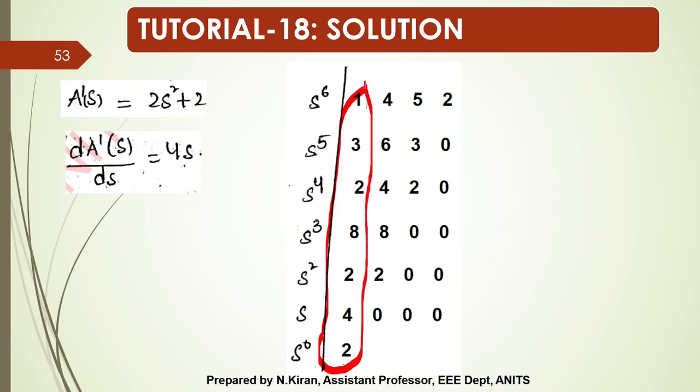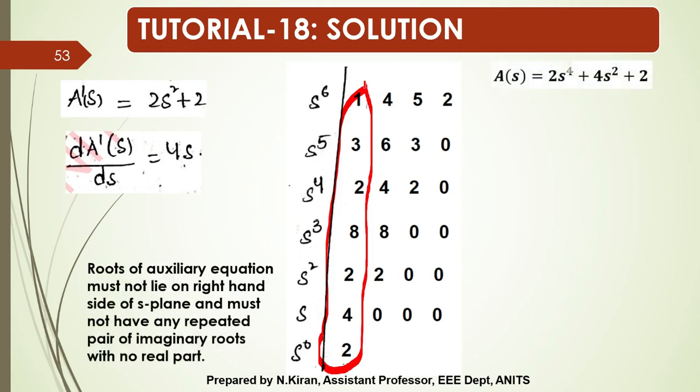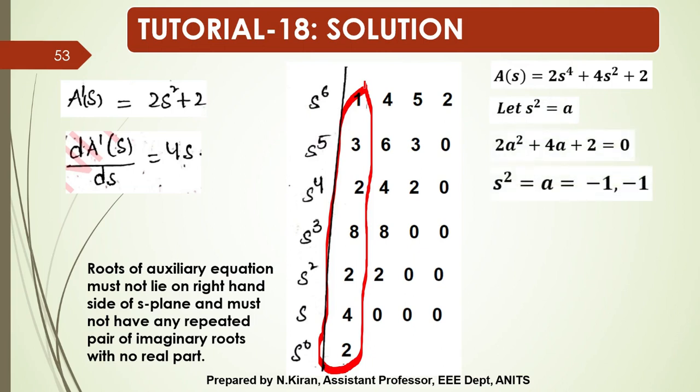But as I told you, when you find an auxiliary equation, or when you get a row of zeros, even though you don't have any sign changes in the first column of the Routh table, you must be sure that the roots of the auxiliary equation have no repeated pair of imaginary roots. So here, that's the auxiliary equation. I'll assume s^2 to be a, and I'll find the roots. a I've obtained as -1, -1, which is s^2, which will give me s equal to plus or minus j1, plus or minus j1.